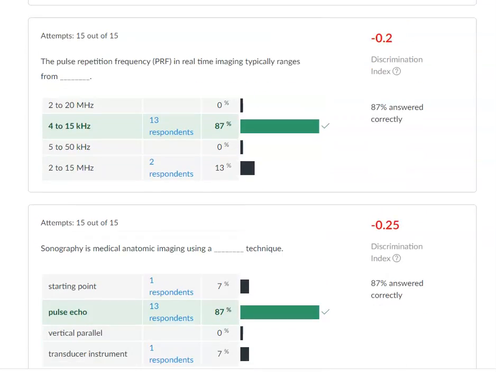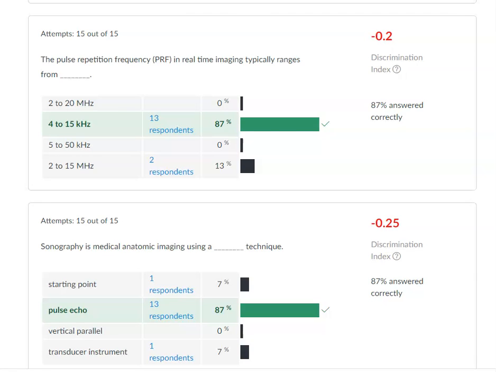And next question, the pulse repetition frequency in real-time imaging typically ranges from what to what? If you remember, we said that in ultrasound, the pulse repetition frequency is generally within the range of audible hearing. The only one of these which is within the range of audible hearing is 4 to 15 kilohertz. So that is the correct answer.